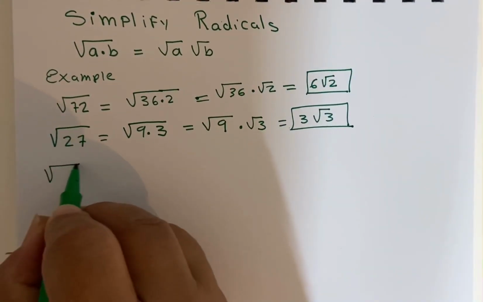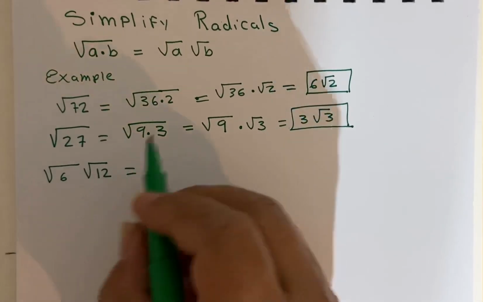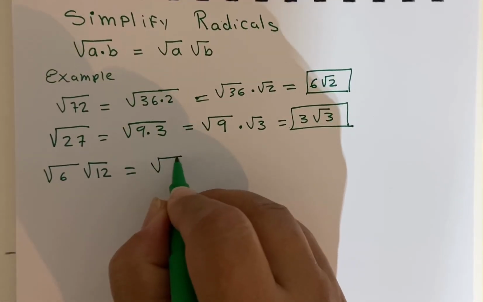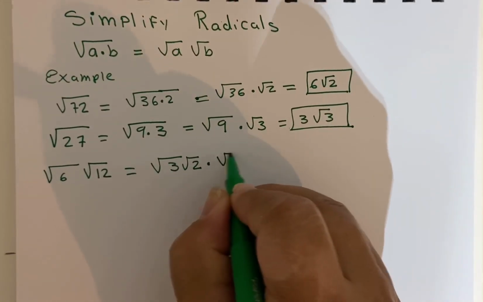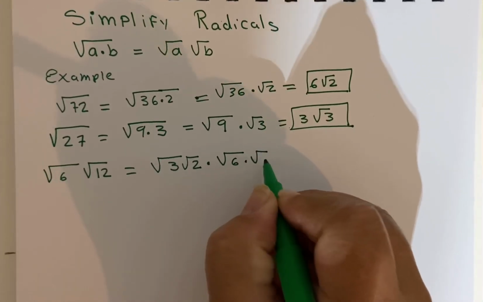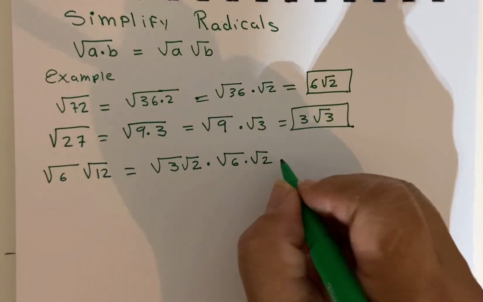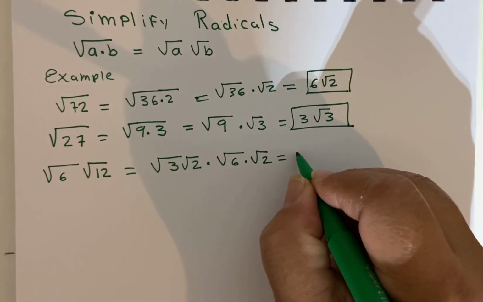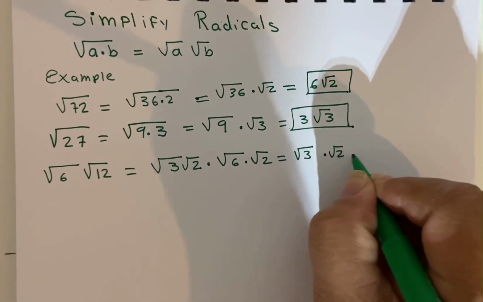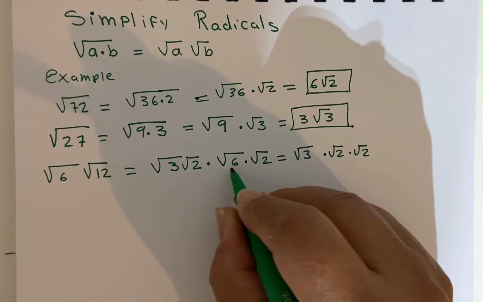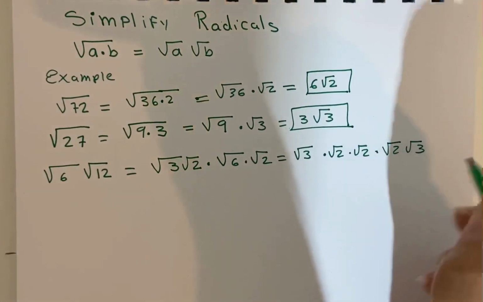Now, I have the square root of 6 times the square root of 12. This is the same thing as the square root of 3 times the square root of 2 times the square root of 6 times the square root of 2. I can break out the 6 again, and this will be the square root of 3 times the square root of 2, the square root of 2. Now I'm going to break the square root of 6, which can be written as the square root of 2 times the square root of 3.